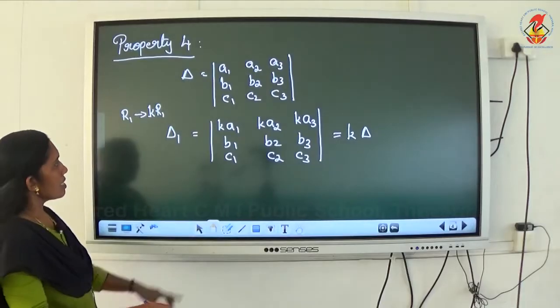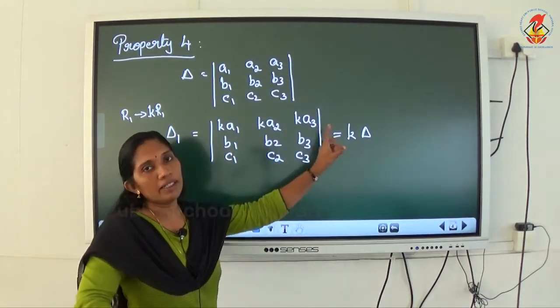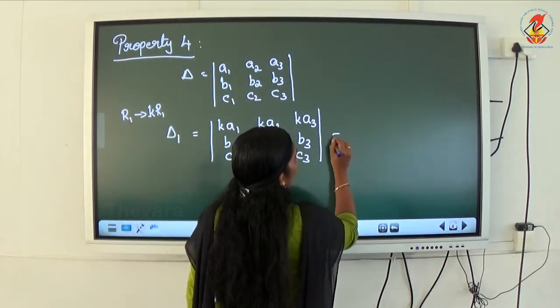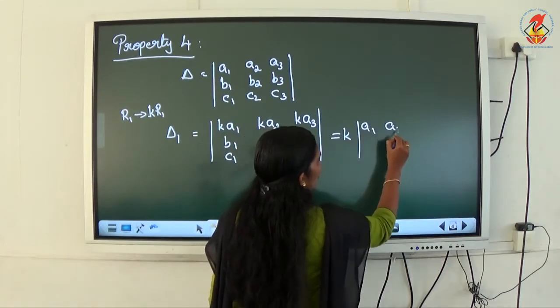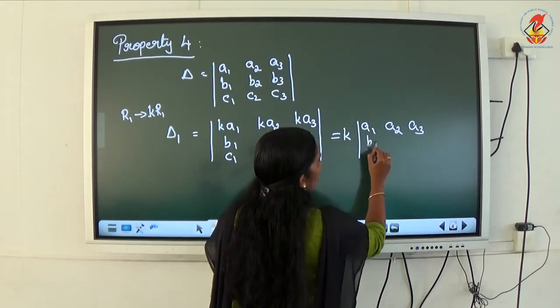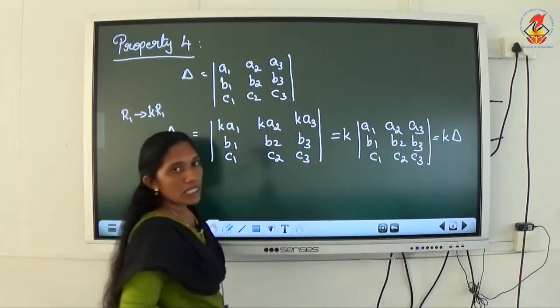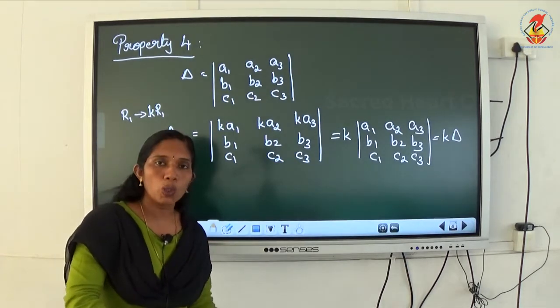Okay, k is common in the first row, we can take it outside, then that into A1, A2, A3, B1, B2, B3, C1, C2, C3, and this is same as delta, so k into delta. So by this property we can take out any common factor from any one row or column.